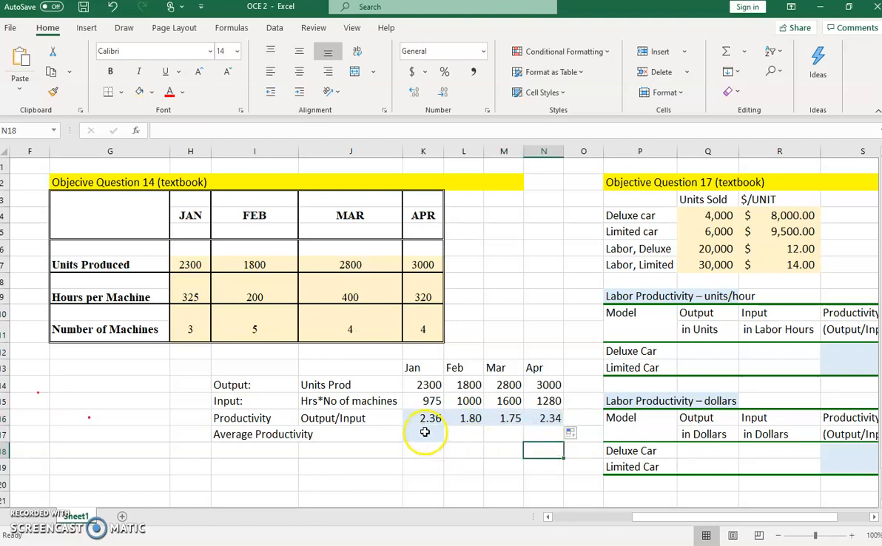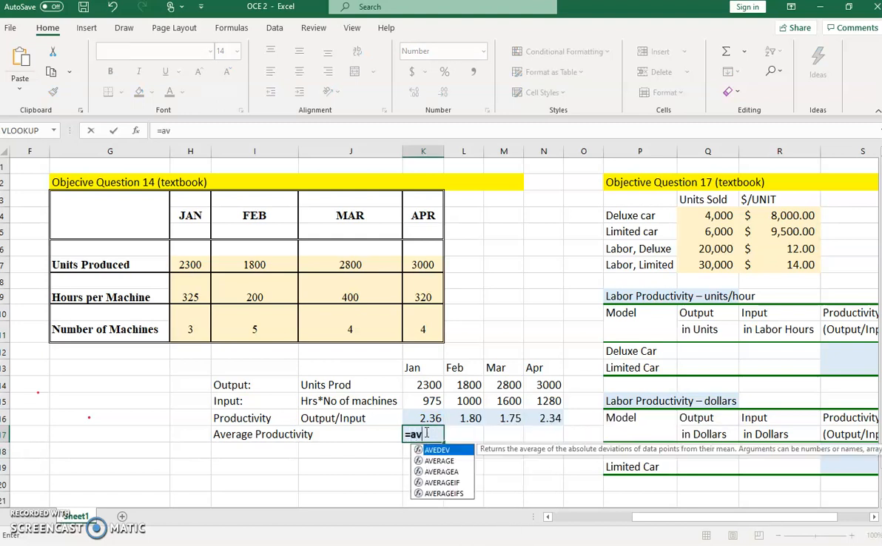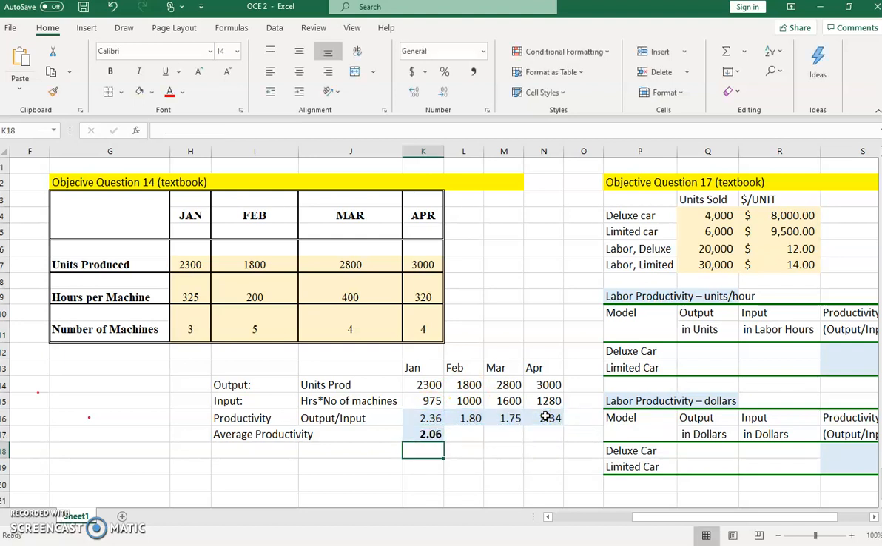Now I can also calculate the average productivity for January, February, March, and April by having the function average of these four numbers, and that comes to 2.06. Practice this objective question in the Excel sheet that is provided to you in Blackboard. I'm going to do one more problem.